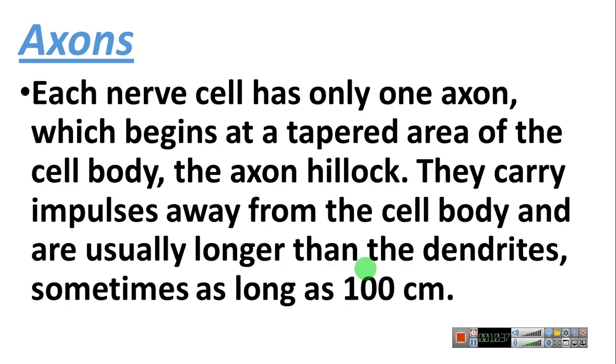Axons. Each nerve cell has only one axon, which begins at a tapered area of the cell body. The axons carry impulses away from the cell body and are usually longer than the dendrites, sometimes as long as 100 centimeters.